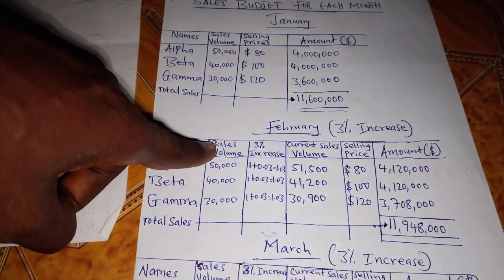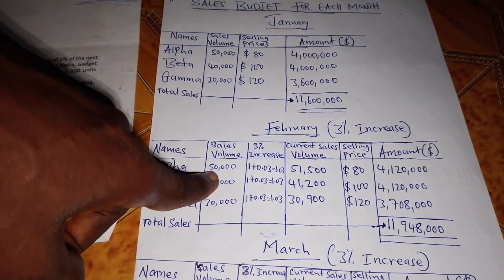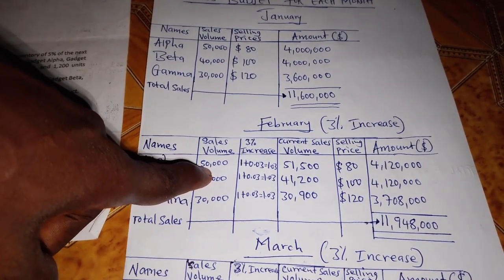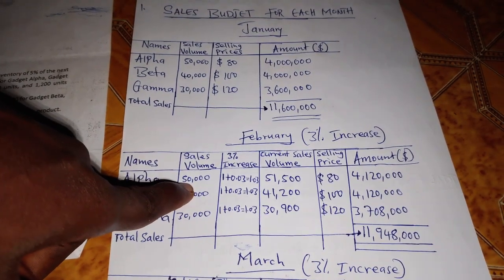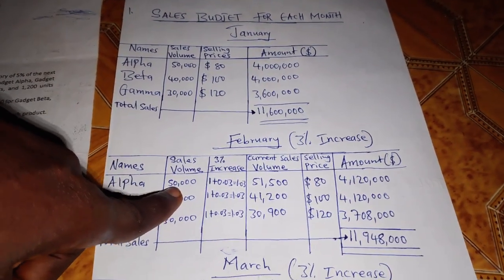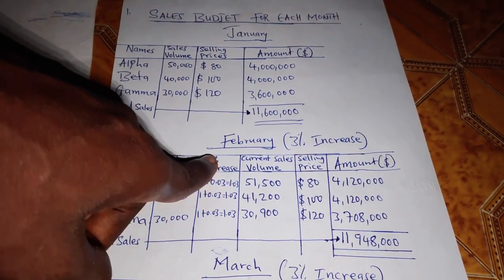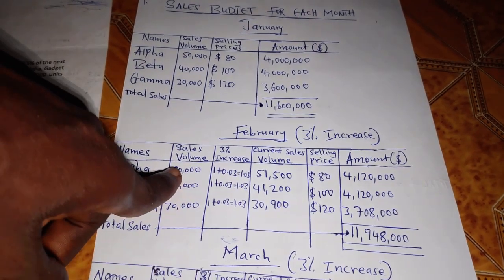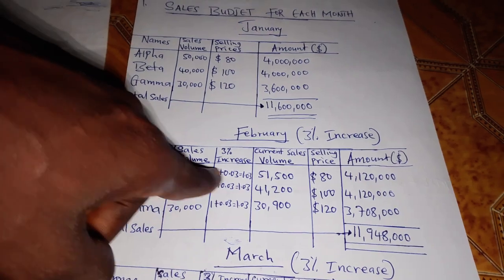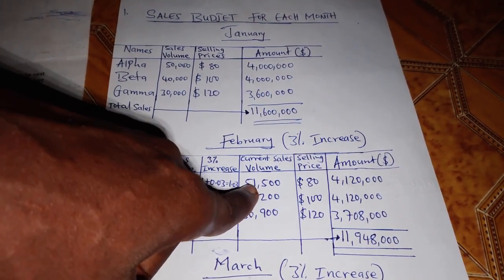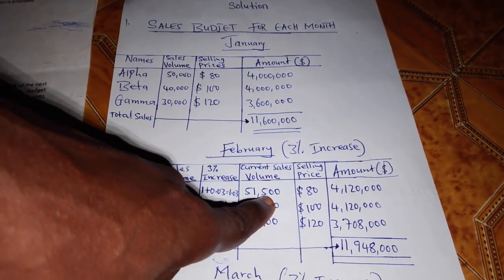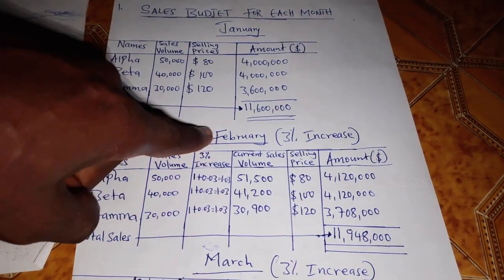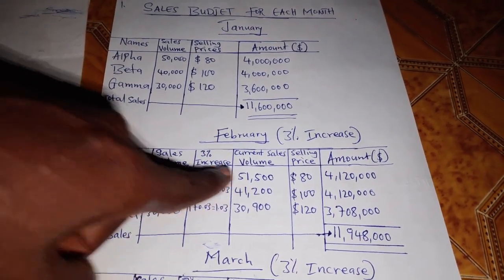So therefore, we are not going to use the sales volume that is provided in the question again for February. For us to determine our current sales volume, we multiply this sales volume by the 3% increase. That is 50,000 sales volume multiplied by 1.03, which gives us 51,500 current sales volume.